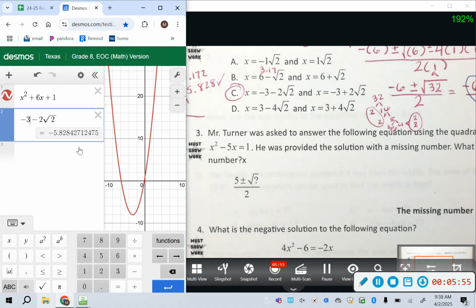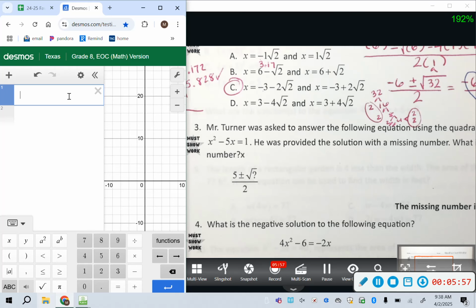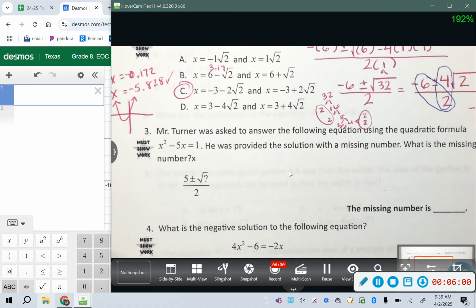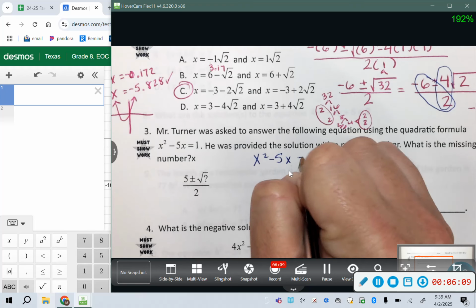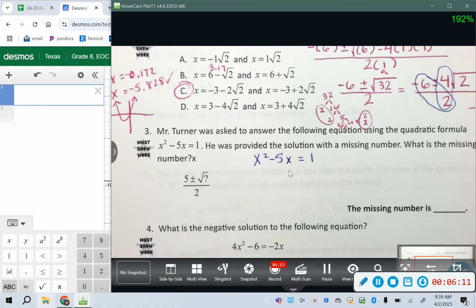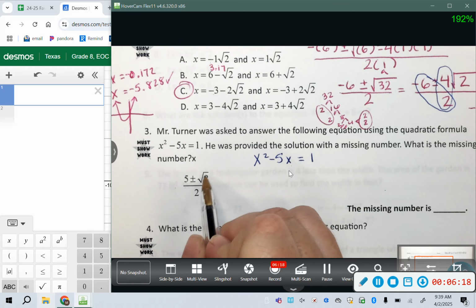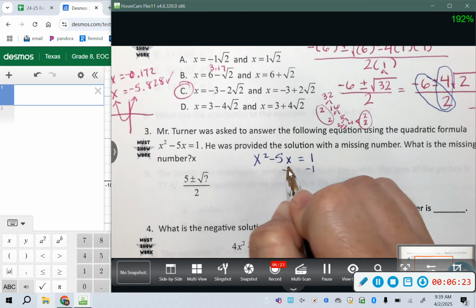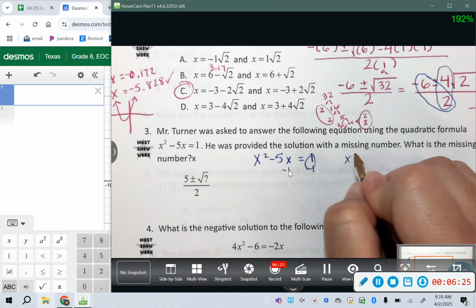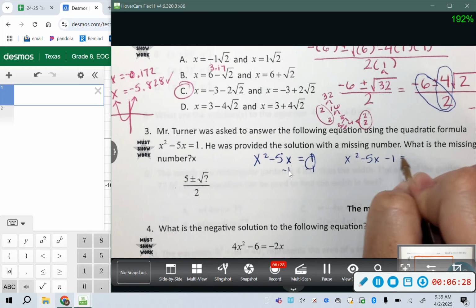Okay, let's look at number 3. Number 3 says Mr. Turner was asked to answer the following equation using the quadratic formula, x squared minus 5x equals 1. And you'll notice they plugged it into the quadratic formula. So we're going to go ahead and use the quadratic formula because we're only missing the inside of the house. So I have to get it equal to 0. So I'm going to do minus 1, minus 1. So I get x squared minus 5x minus 1 equals 0.